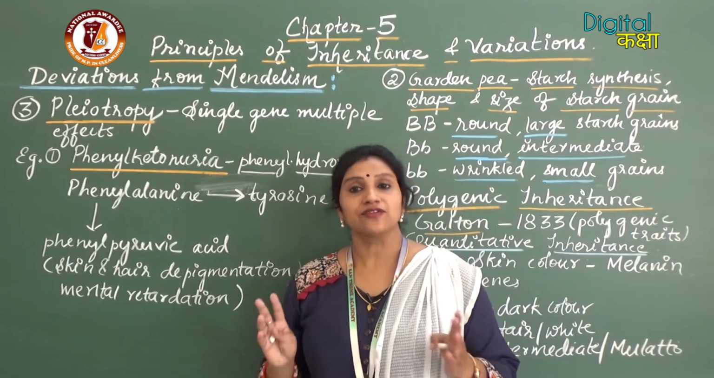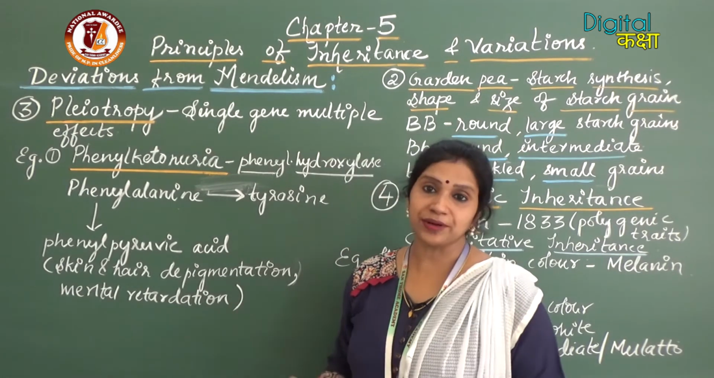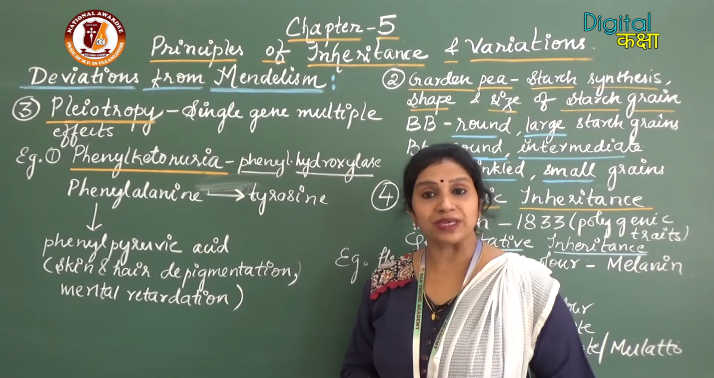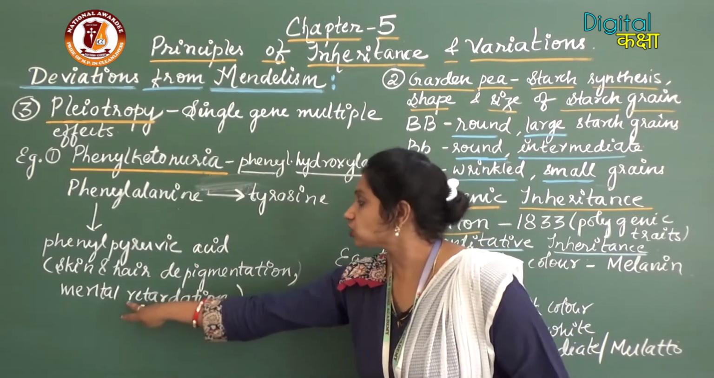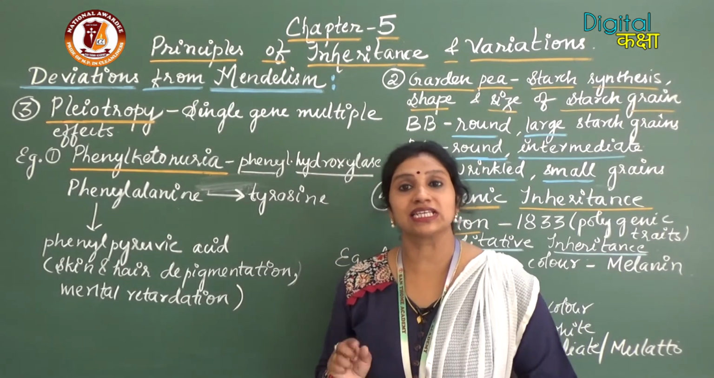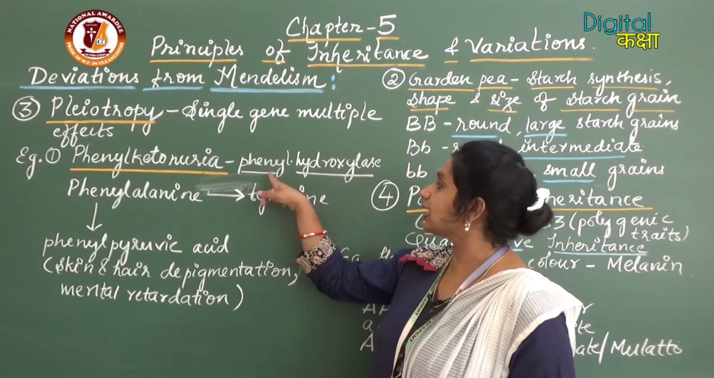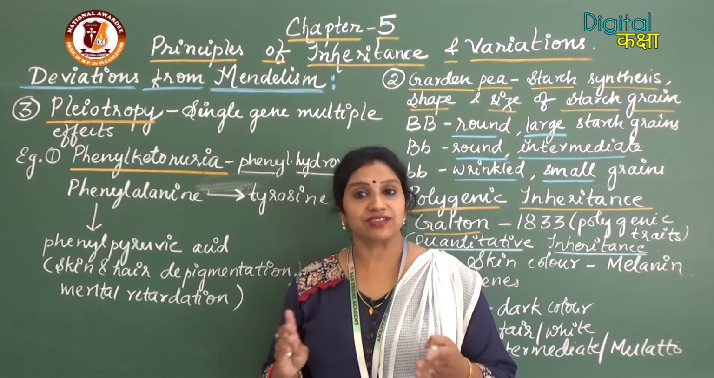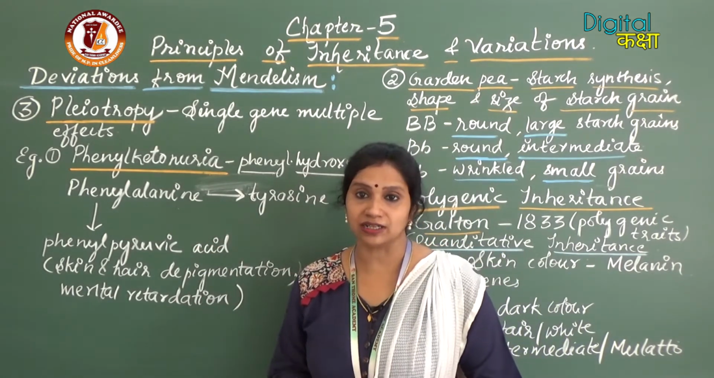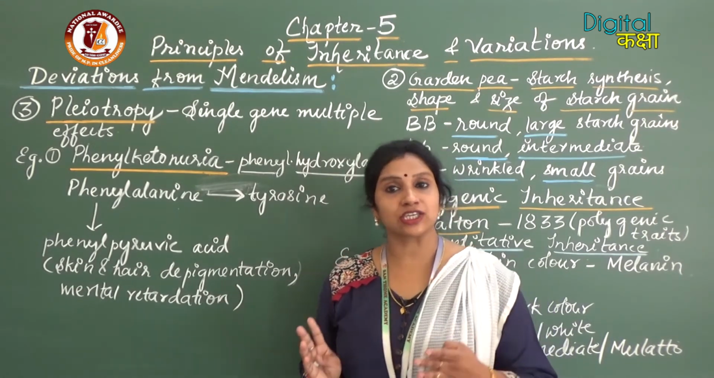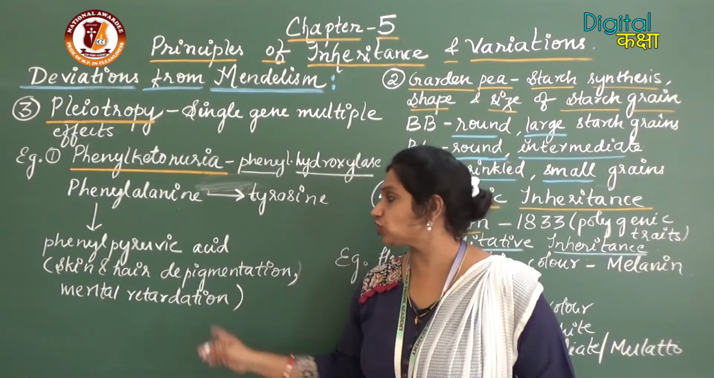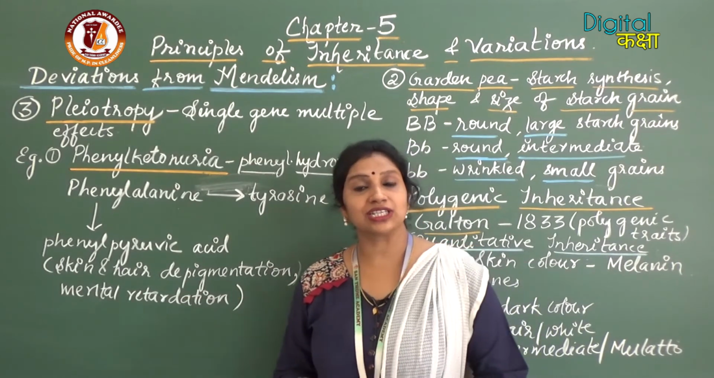Now this phenylpyruvic acid accumulates inside the brain, which results in a number of phenotypic effects. The phenotypic effects are the loss of pigmentation of skin and hair, and it causes mental retardation. So because of the malfunctioning of a single gene, the one responsible for production of the enzyme phenylalanine hydroxylase, the conversion of phenylalanine into tyrosine in the liver does not occur. The phenylpyruvic acid gets accumulated inside the brain, which results in three phenotypic effects: skin depigmentation, hair depigmentation and mental retardation of the person.